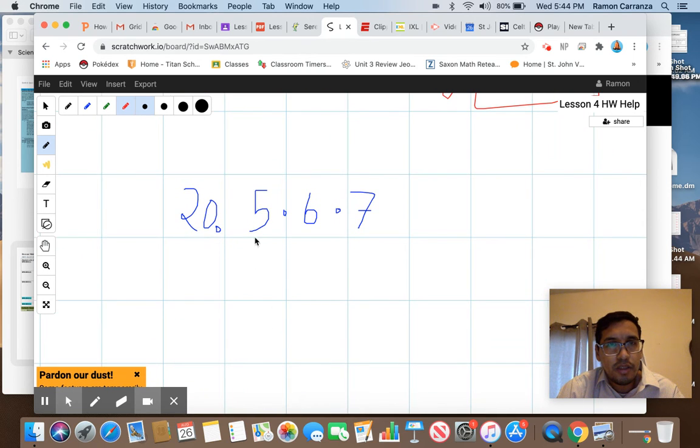Finally, for 20, it's just a matter of multiplying 5 times 6 times 7. I always like to multiply by my 5s first, so that's why I'm not really going to change the order here. It's just going to be 5 times 6, and then the product of that will be multiplied by 7. That's going to give you your product. So this has been your homework help for today.